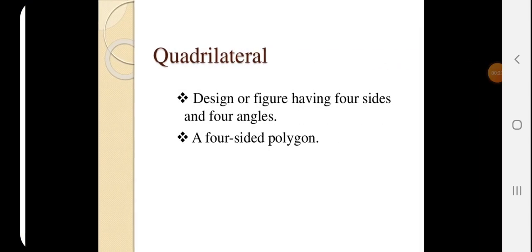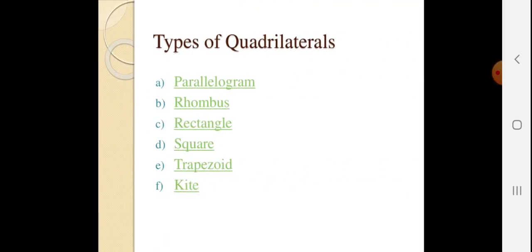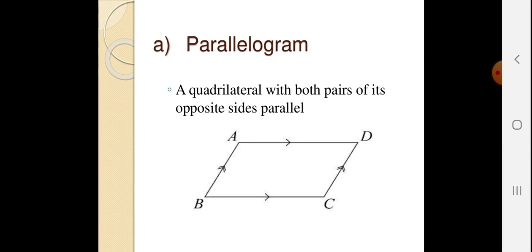Quadrilaterals. Now, quadrilateral means four sides. Quad means four, lateral means side. So, a figure having four sides and four angles is known as a quadrilateral, a four-sided polygon. Now, types of quadrilaterals are parallelogram, rhombus, rectangle, square, trapezoid, and kite.